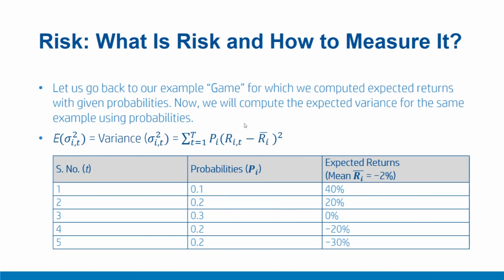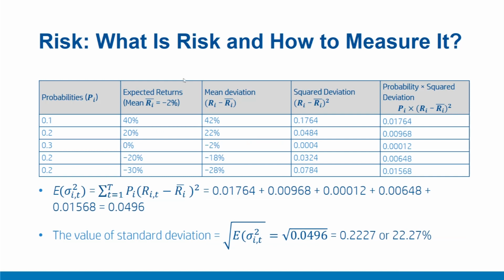Now let's look at the computation of the variance. Let's go back to our example game where we had certain probabilities associated with certain return observations. Now using this formula of variance, that is Pi into (Rit minus Ri bar) raised to the power 2, let's try and compute the variance and standard deviation of this event. We have already computed the mean Ri bar as minus 2% for this. So we have the mean Ri bar as minus 2%, we have the probabilities, and we have the expected returns. So let's look at the computation.